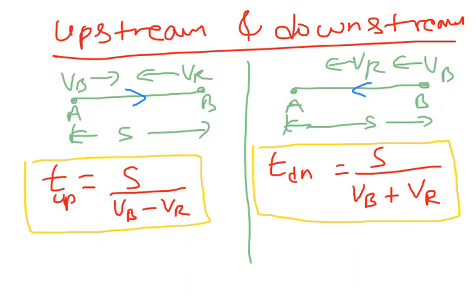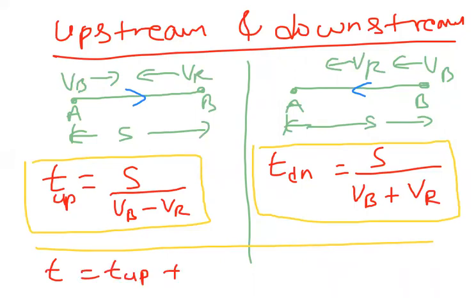So what is the total time of the journey? We have upstream and downstream. Observe here, upstream means boat and river are in opposite directions, and downstream means the same direction. Which time is more? In upstream there is a minus, so upstream takes more time compared to downstream. The total time of the journey is the upstream time plus the downstream time, so just add them.